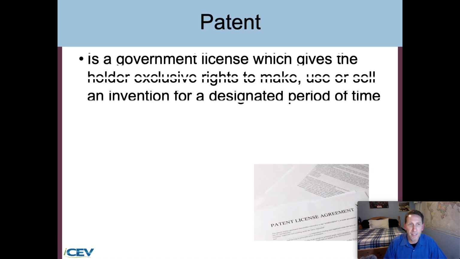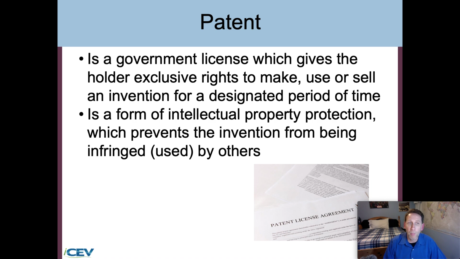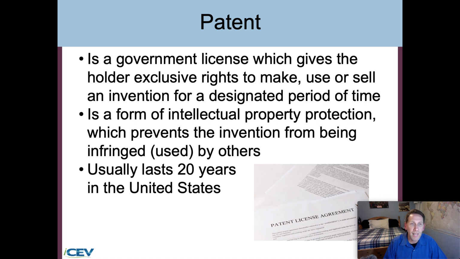Next is a patent. This is a government license which gives the holder exclusive rights to make, use, or sell an invention for a designated period of time. It's a form of intellectual property protection which prevents the invention from being infringed or used by others. It usually lasts for 20 years in the United States.